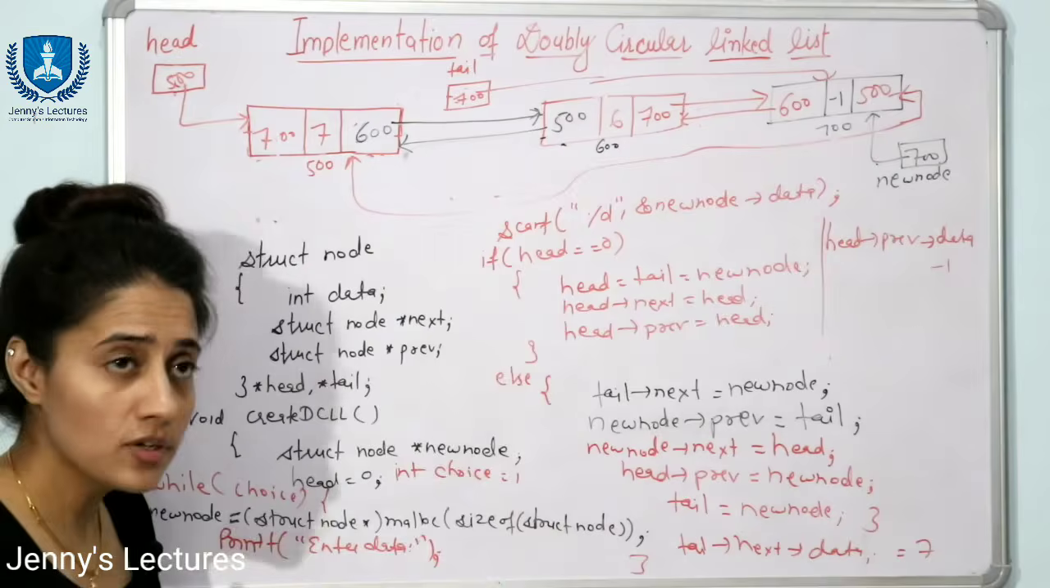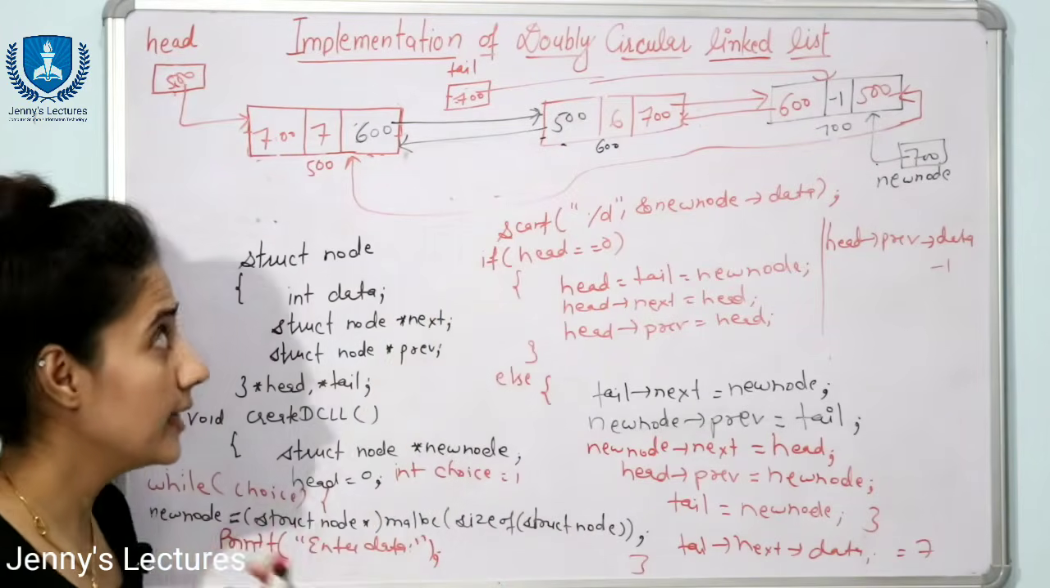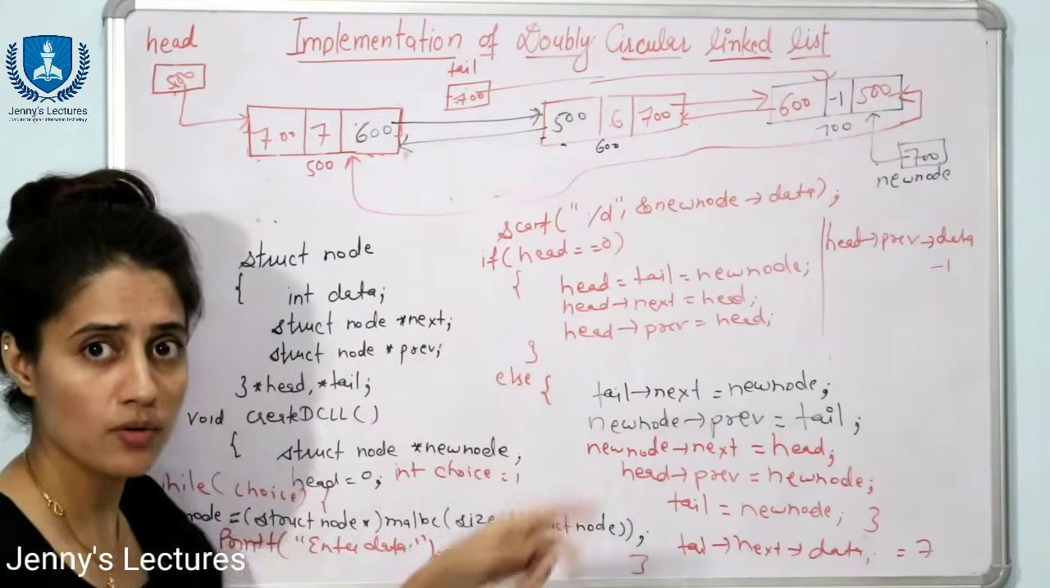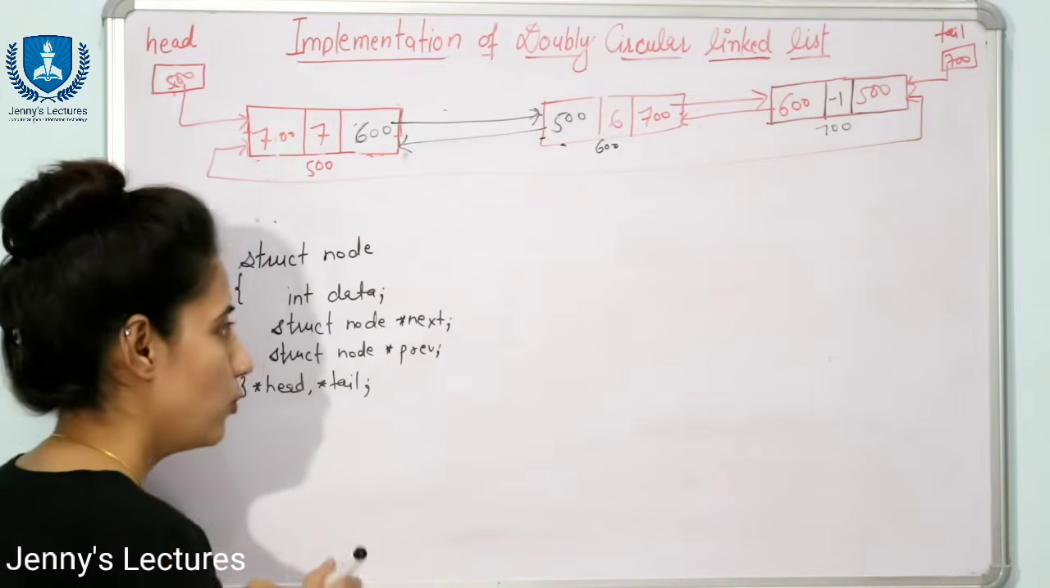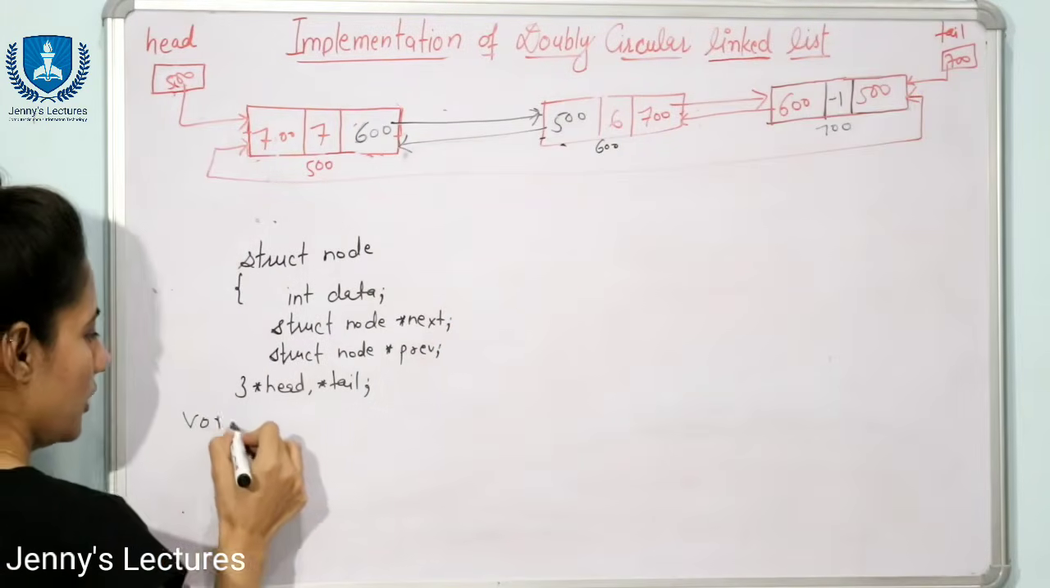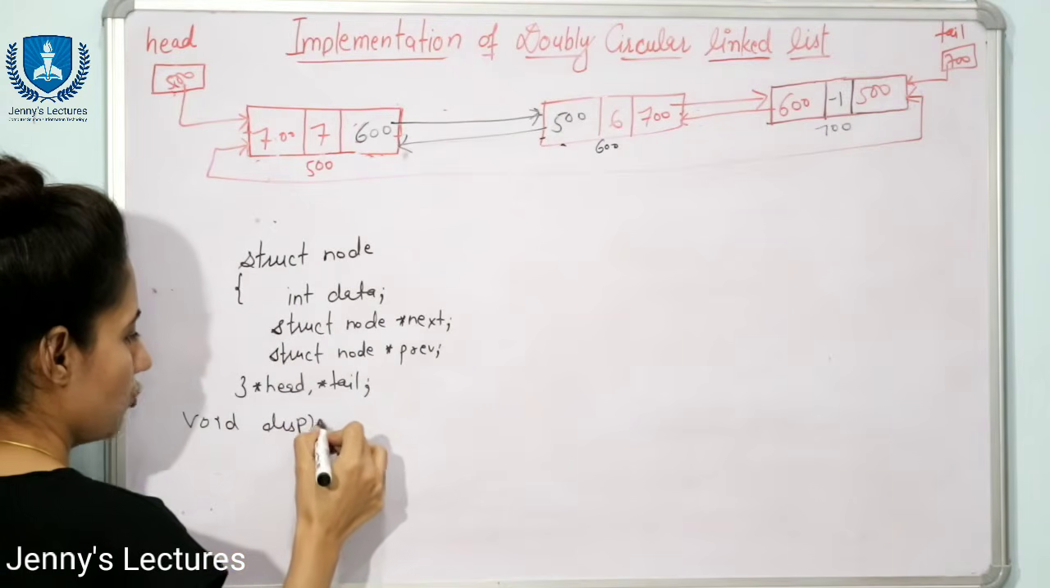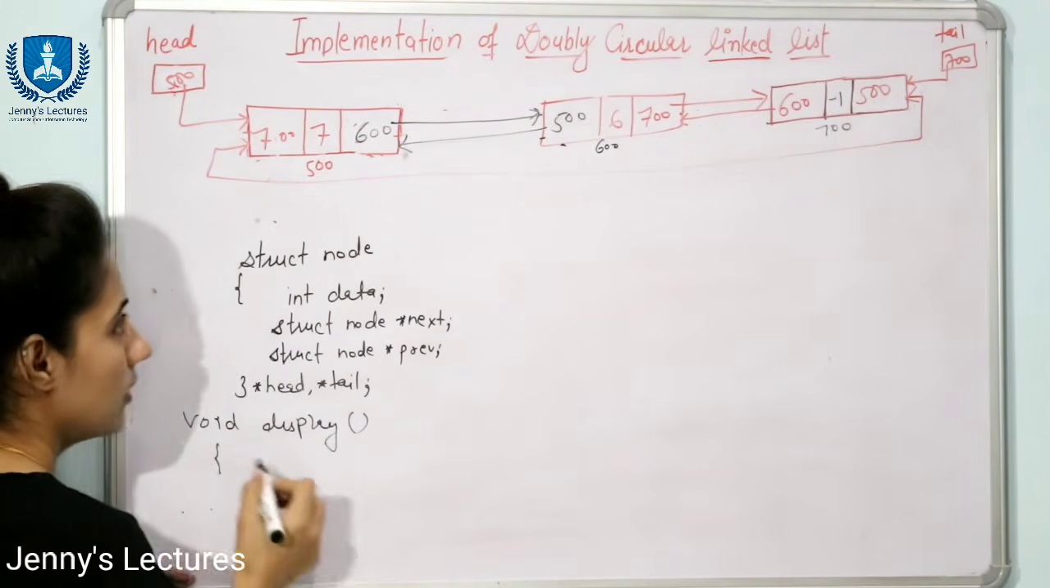Now we will traverse this list, means we are going to display the content 7, 6 and -1. How will you write that code? See, this was the list we have created. Now I want to define a function that is display. How to display the content of this list, right?